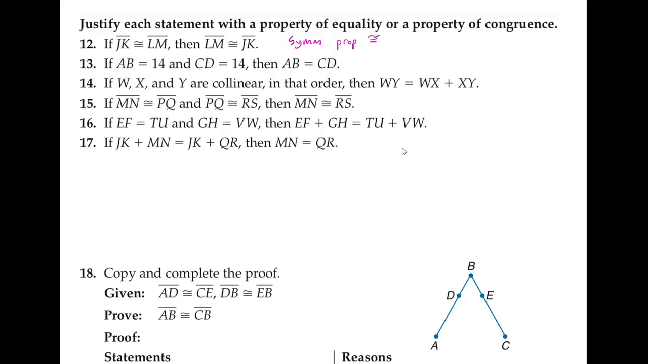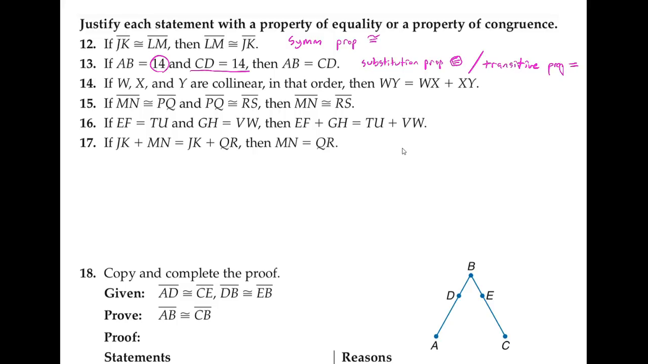If AB is 14 and CD is 14, then they're equal to each other. So this could be the substitution property of equality, because we could just replace this 14 with the CD. Because these are equal, we could just substitute it in. But more accurately, more specifically, that's the transitive property of equality.